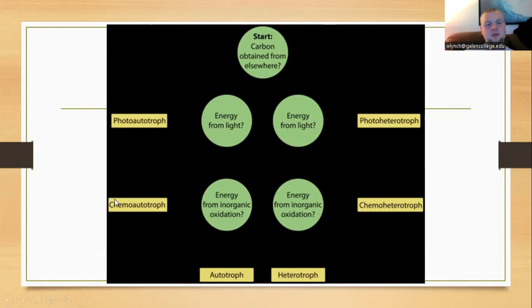If we have a chemoheterotroph, right, energy is going to be from organic oxidation. If we have a chemoautotroph, energy is from inorganic oxidation, right? If we have an autotroph or a heterotroph, it depends on if we get carbon from ourselves or if we get it from organic molecules outside of our own abilities.